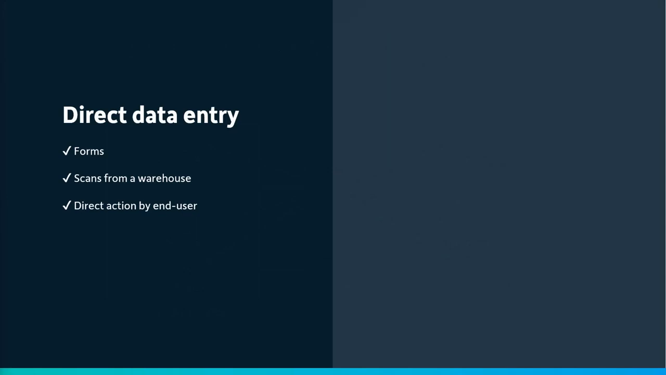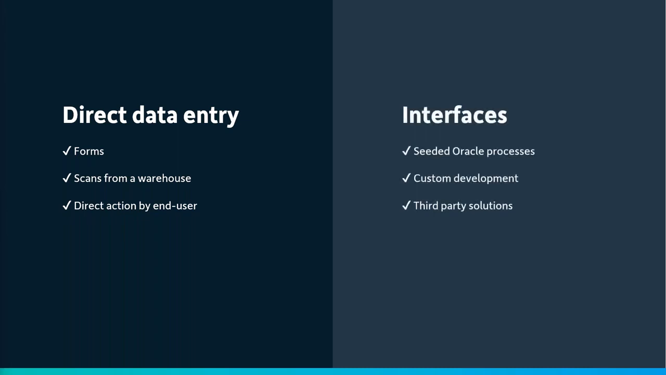The first and most basic one is direct data entry. The user enters the information directly into the system via user forms or scans items into a warehouse or dispatch room, that sort of thing. Direct action by the end user. And then you have your interfaces, automated to varying levels depending on the solution selected or the mechanism employed. Some will be seeded Oracle processes, and for others, more of a bespoke approach will be needed, usually some form of custom development.